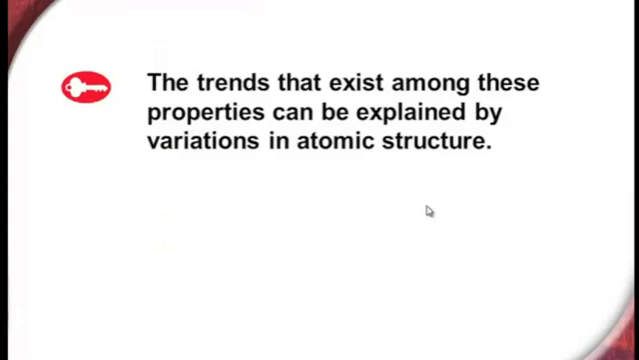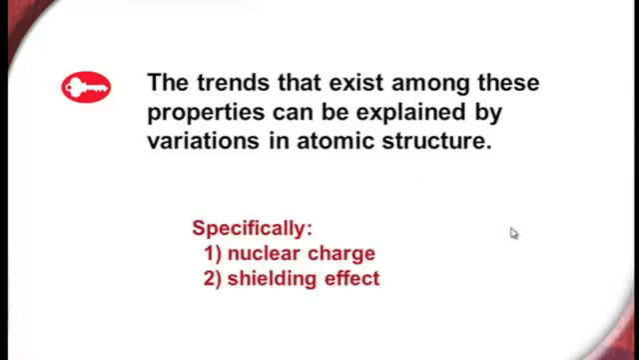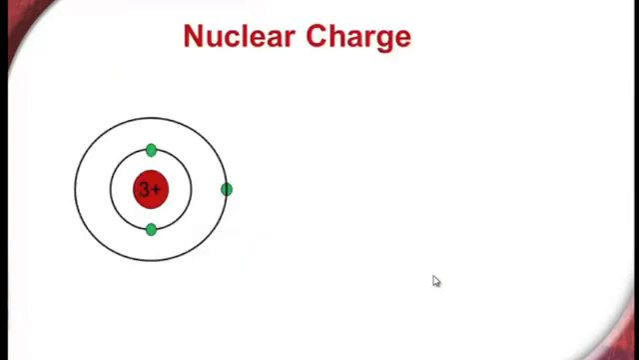Okay, now the trends that exist among these properties can be explained by variations in atomic structure. So you know about atomic structure, and specifically the two factors that we want to discuss right now are nuclear charge and the shielding effect. So I'll try to make clear what each of these is about. First, let's talk about nuclear charge.